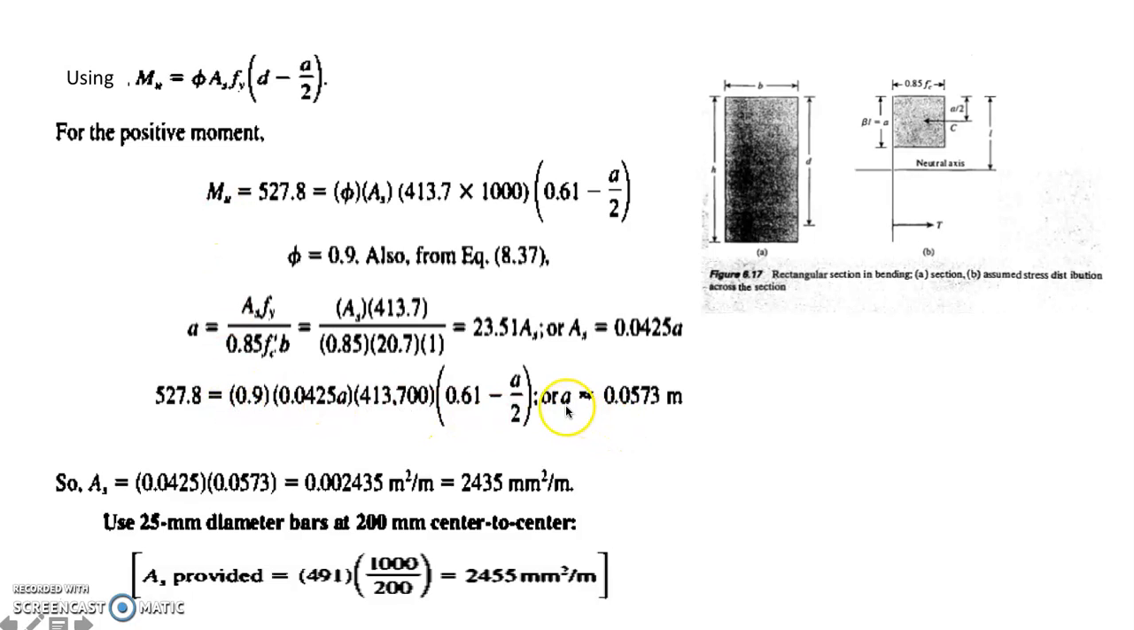Simplify this one. Here we only have one unknown, which is small letter a, and our a is equal to 0.0573 meters. So basically, this is the location of a based on the rectangular section in bending.